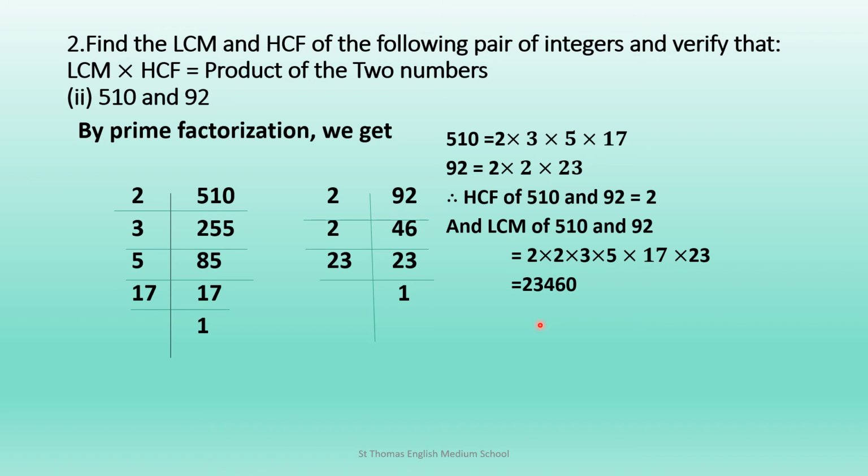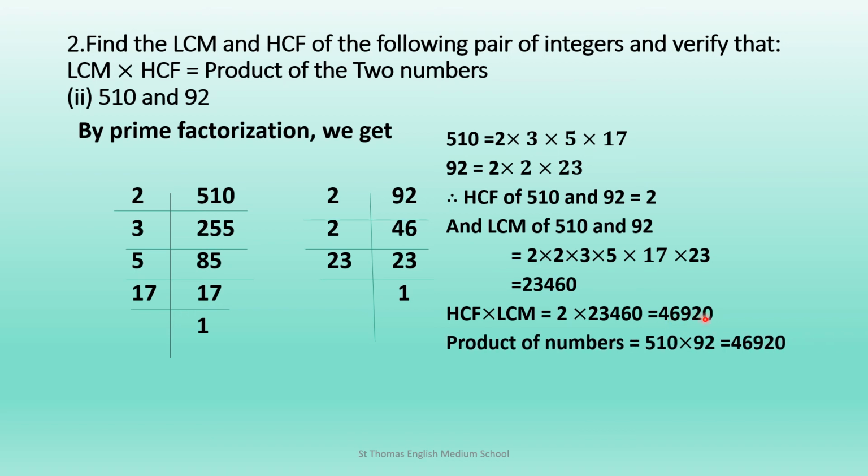So you have got HCF as 2 and LCM as 23,460. Now you have to verify that the product of the two numbers equals the LCM of the two numbers multiplied by the HCF of the two numbers. You just substitute the values. HCF multiplied by LCM, that is 2 multiplied by 23,460, equals 46,920. Now you find the product of the two numbers, that is 510 multiplied by 92, which is 46,920. Therefore, HCF multiplied by LCM equals the product of the numbers, hence verified.